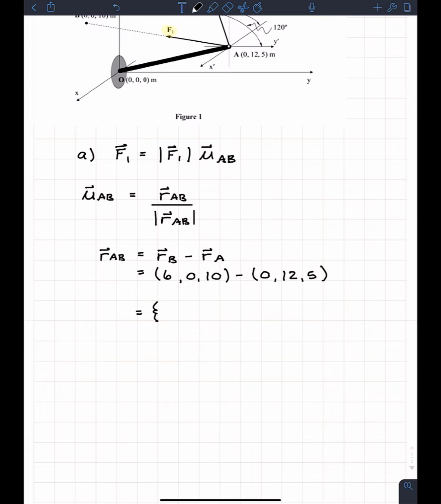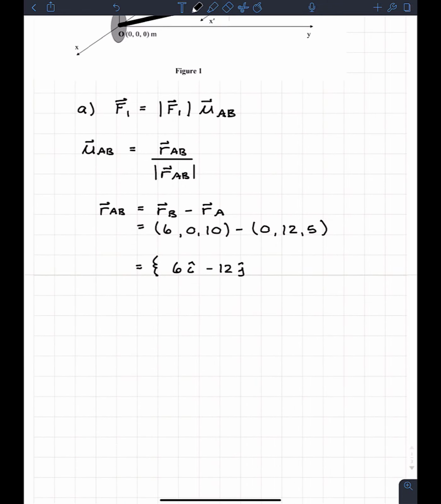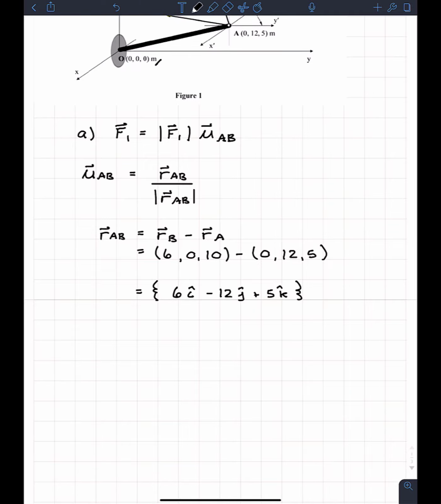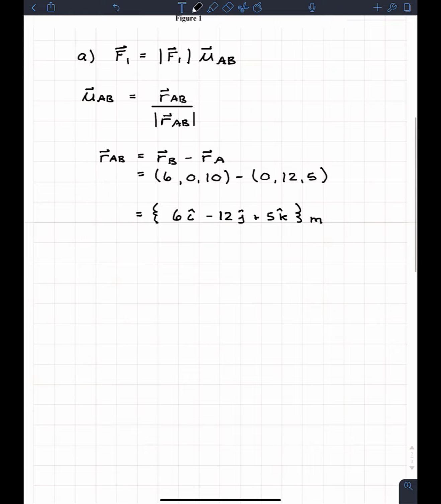So if we look at the I component, it's going to be 6 minus 0, which is going to be 6. The J component is 0 minus 12, so negative 12 in the J. And then finally we got 10 minus 5 for K, so it's going to be plus 5 in the K direction. But remember, since this is a position vector, it's going to have units of distance. And if we look at the diagram, all of our points are given in meters, so we know this can have units of meters.